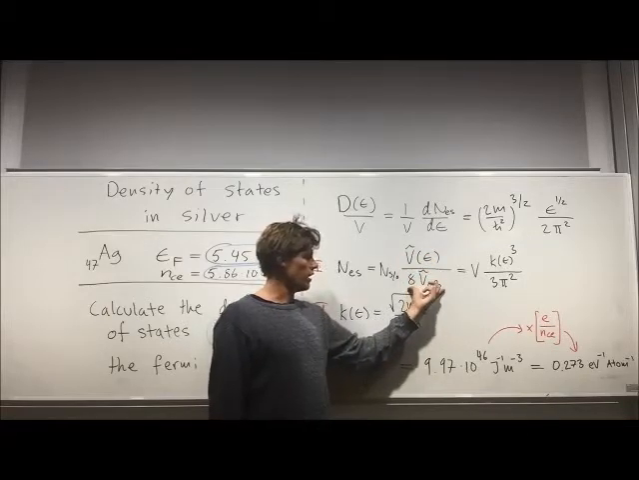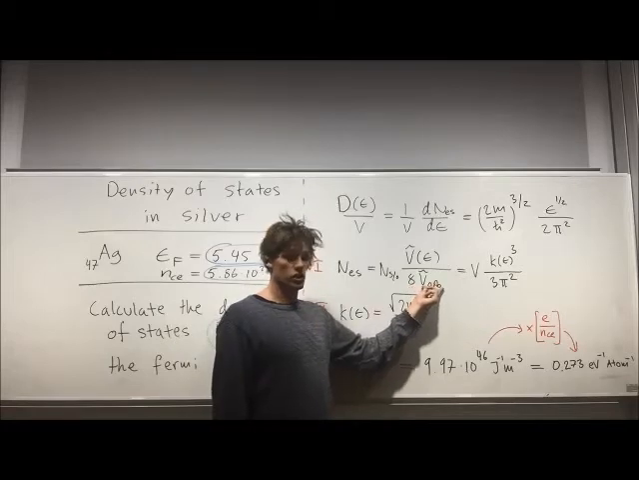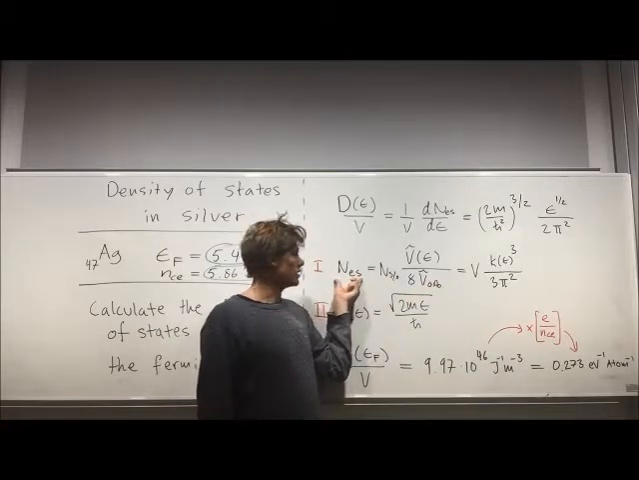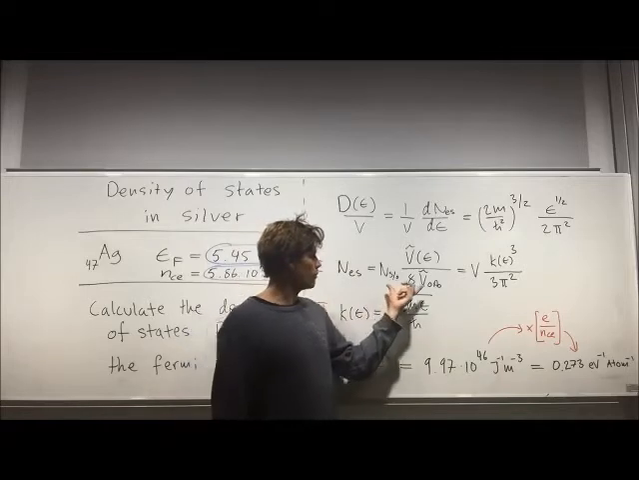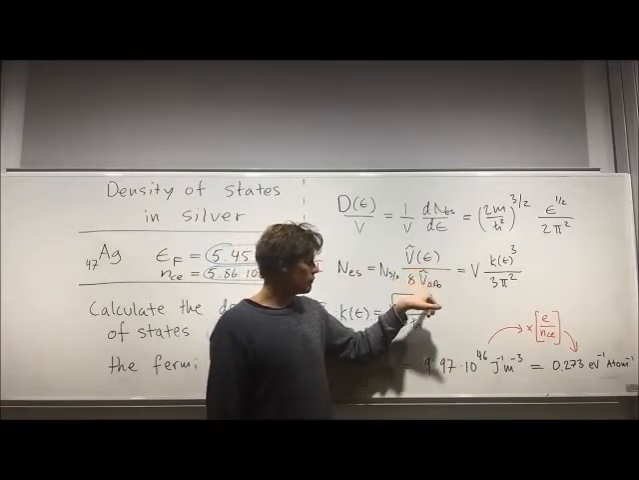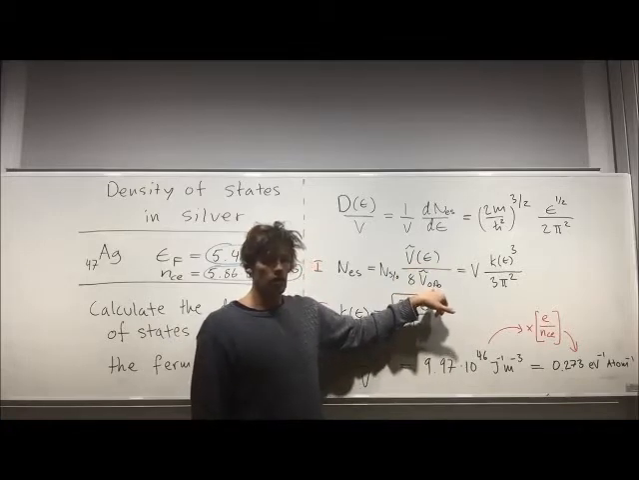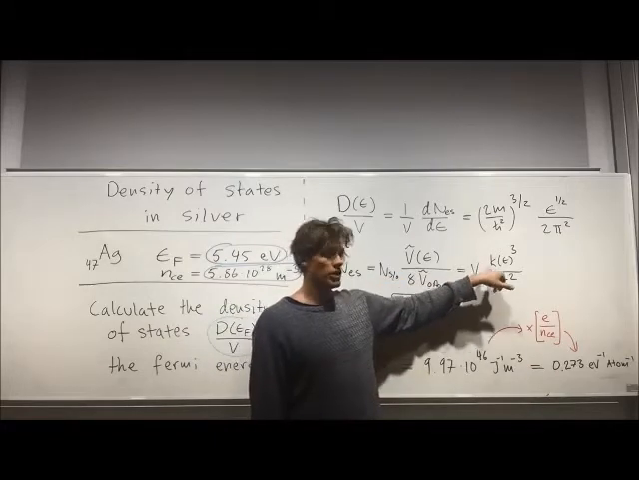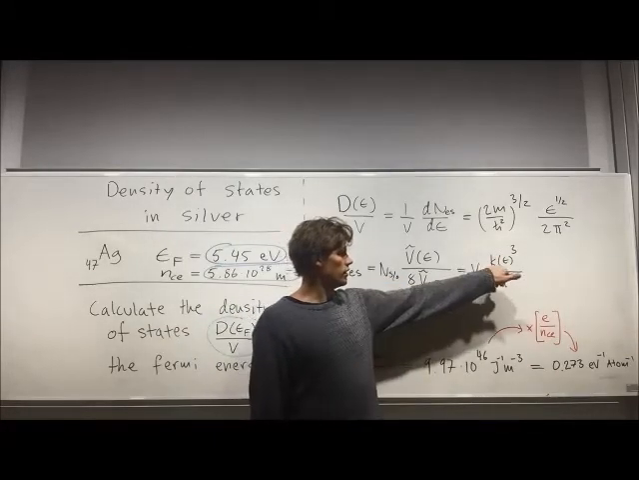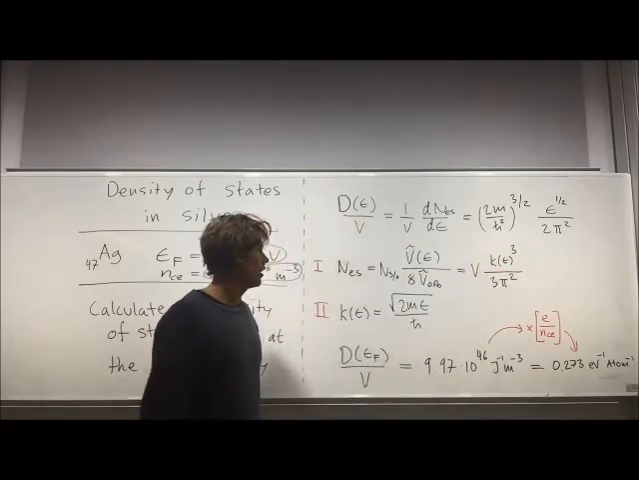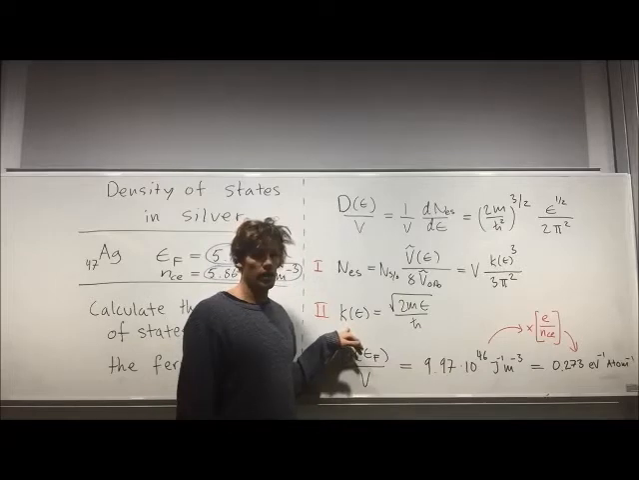divided by the volume of a certain orbital. That will give us the total number of electronic states in the system. And by putting in the volume of a sphere here and the π over L cubed and 2, we'll get this expression.